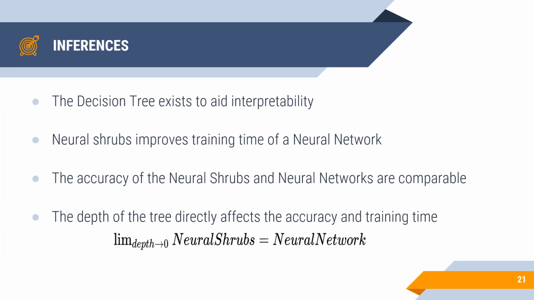From our study, we showed that the neural shrubs improved the accuracy of the decision tree drastically with a relatively shorter training time. However, this technique still required large datasets, and the classification rate was still lower than a standard neural network. We also realized that the depth of the tree directly affected the training time and the accuracy.